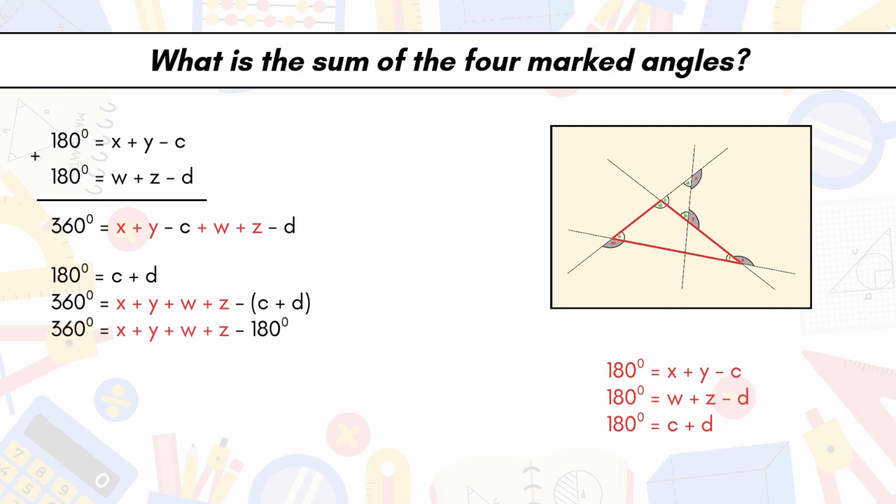Well, what do you know? Looks like we finally got the sum of all the marked angles, unencumbered by any other variables. After we do some quick calculations, we find out that the sum of angles W, X, Y, and Z is equal to 540 degrees.